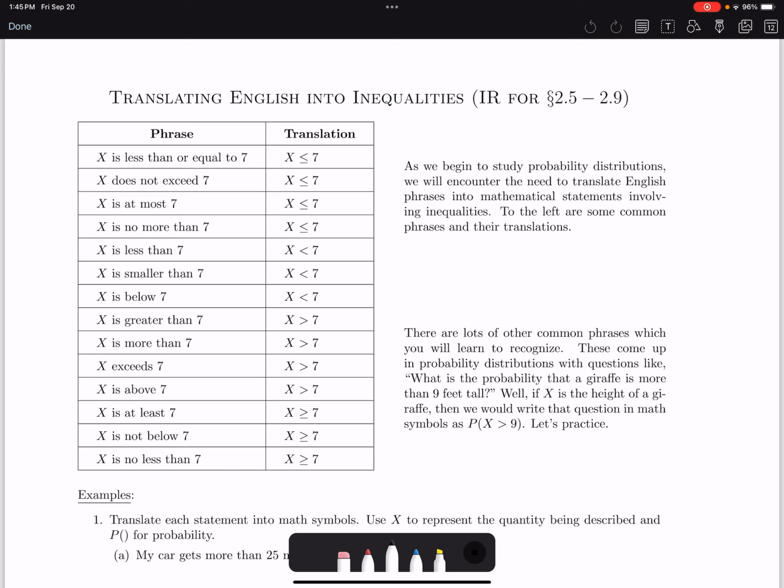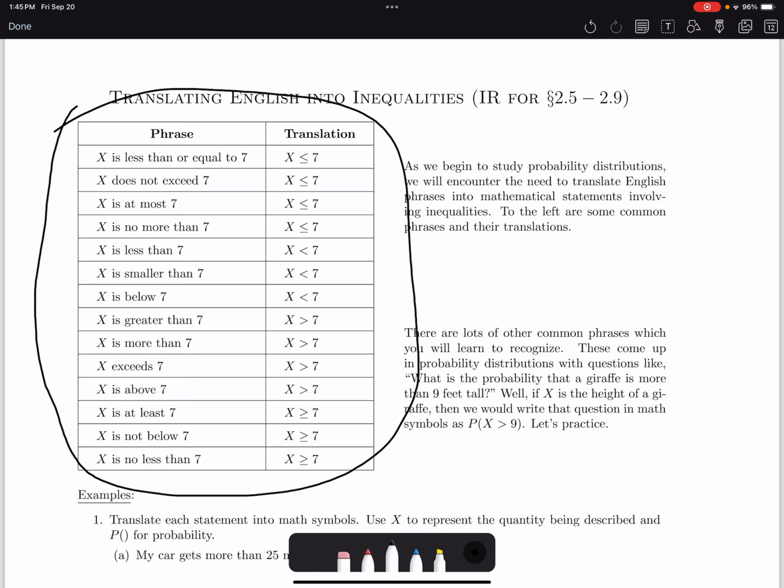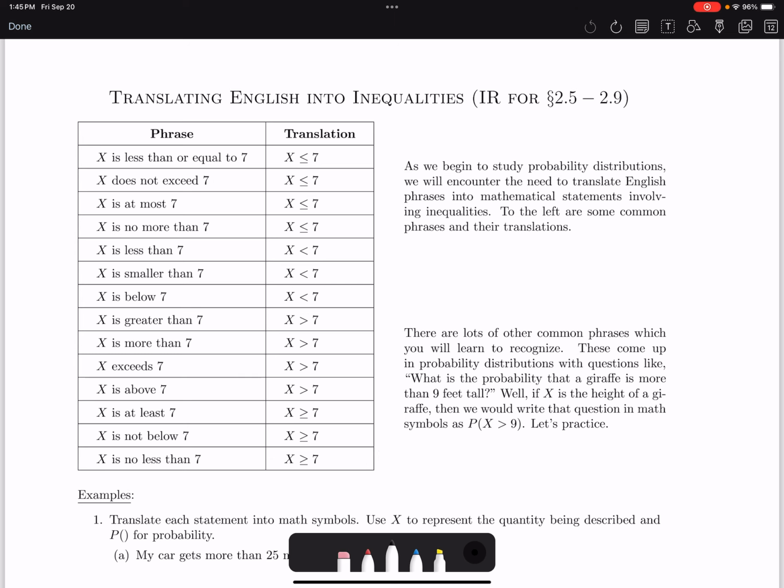So, this chart here on the left contains a bunch of really common phrases and their translation into math. For example, if you see something that says some quantity is less than or equal to 7, this would be the way that we would encode that mathematically. We would say x is less than or equal to 7. To say x does not exceed 7 means that x could be as much as 7, but not more than that. So x would have to be less than or equal to 7, and so forth.